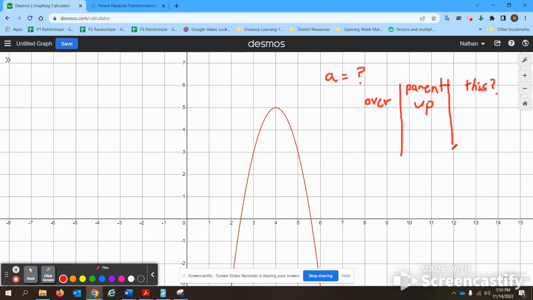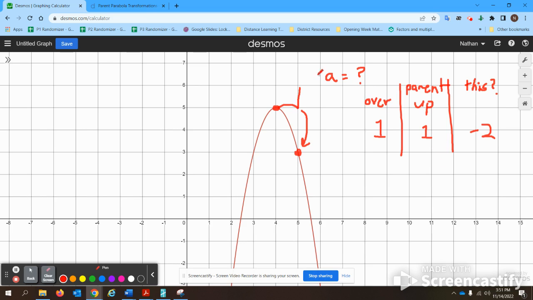Okay. So we'd say that for our parent parabola, we look at where our vertex is. Here's our vertex. And then we find another point, and we say, oh, here's another point. So we see that the over here is 1, over 1. The parent parabola usually goes over 1 and up 1. But this one goes down 2.